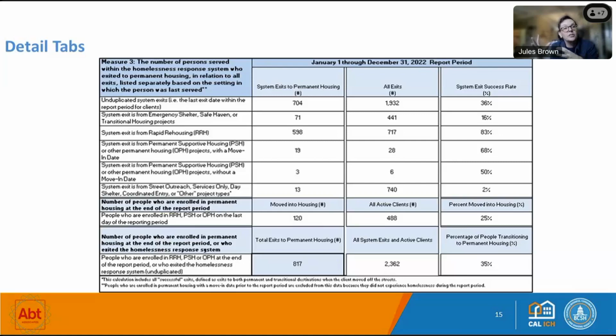Because some folks could exit, maybe in January they exited from some kind of project and they didn't come back for a while. And then later in the year, they might have had an enrollment in permanent housing and successfully moved in. So they might have had a system exit and a permanent housing move-in. We don't want to reflect them both in the top line measure, so they get unduplicated down there. They're going to count as a success, but just one time, both in the numerator and the denominator. And that's how that breakout works for measure 3. And it's the exact same, and we'll talk about measure 6 shortly. So there we go.